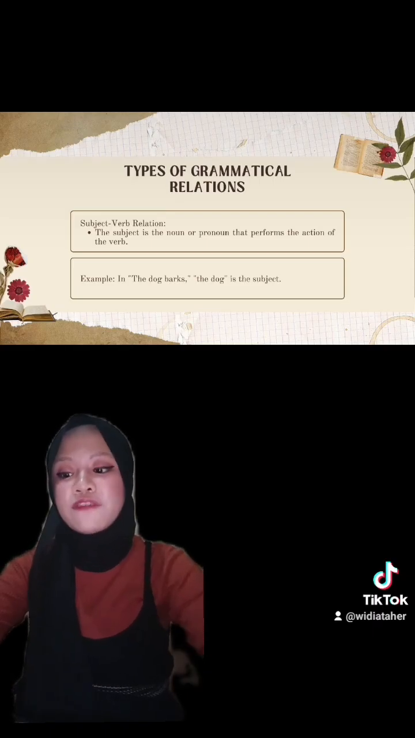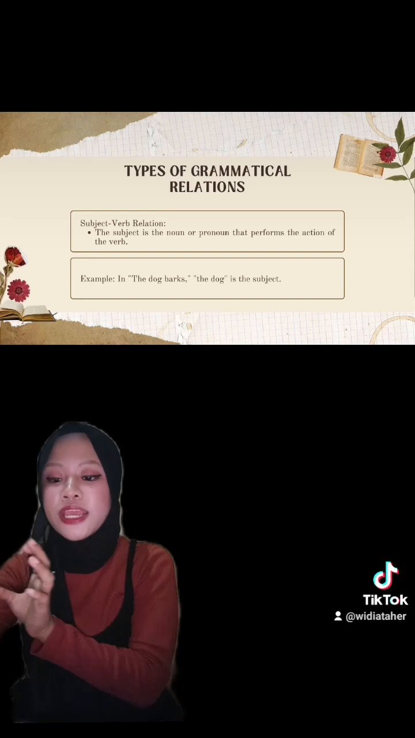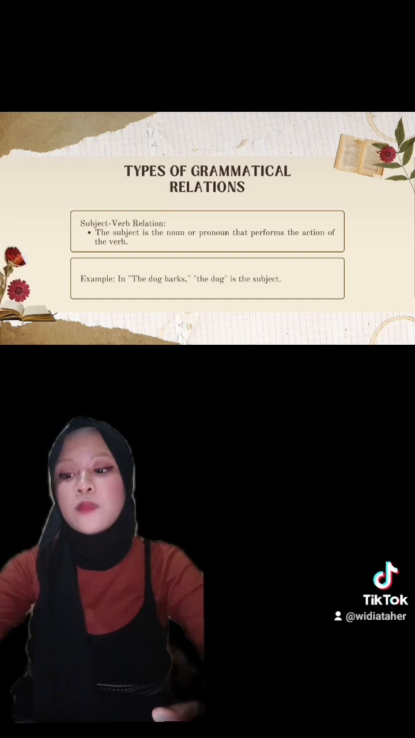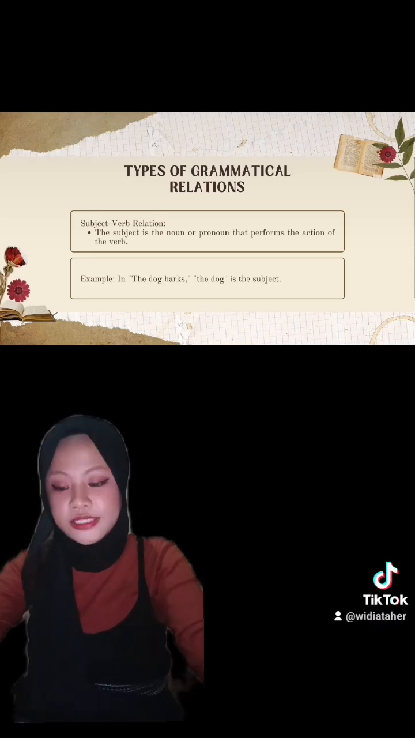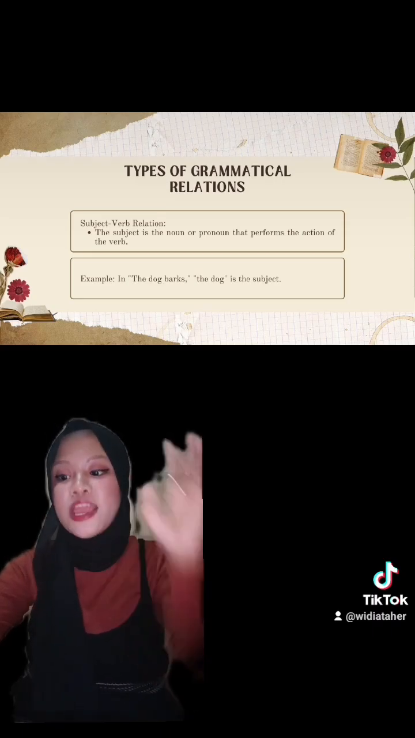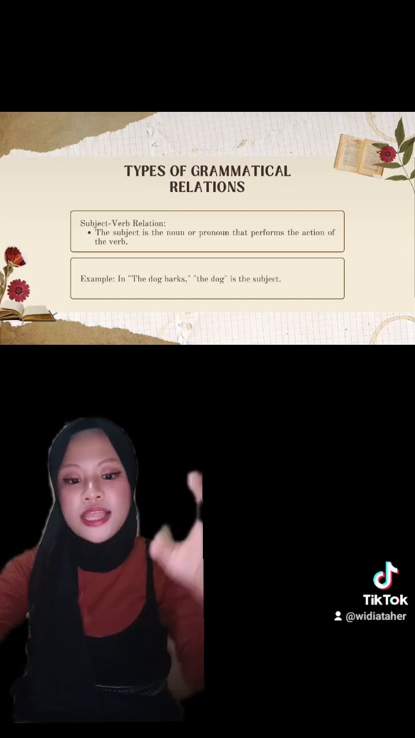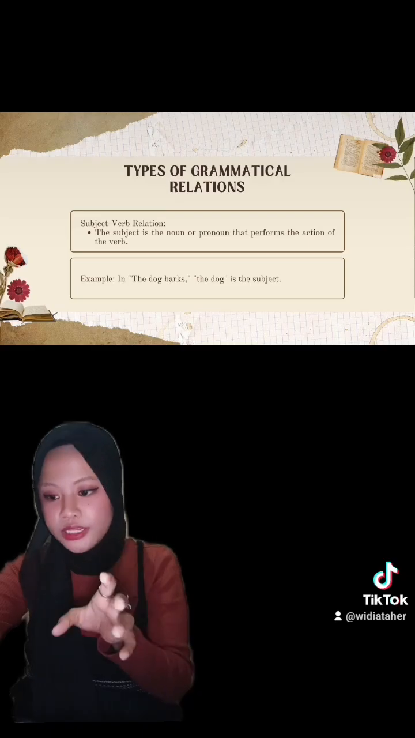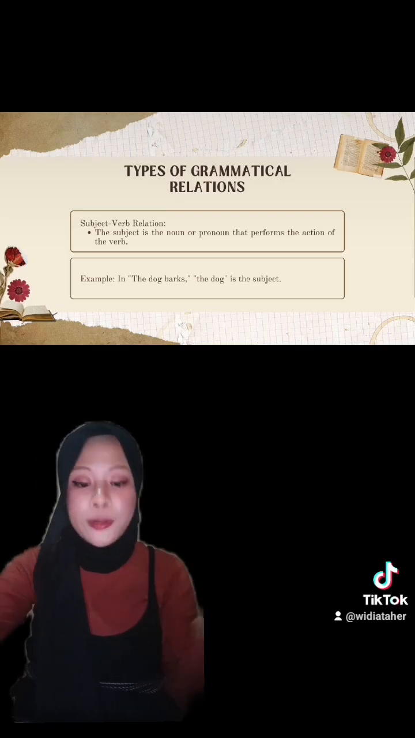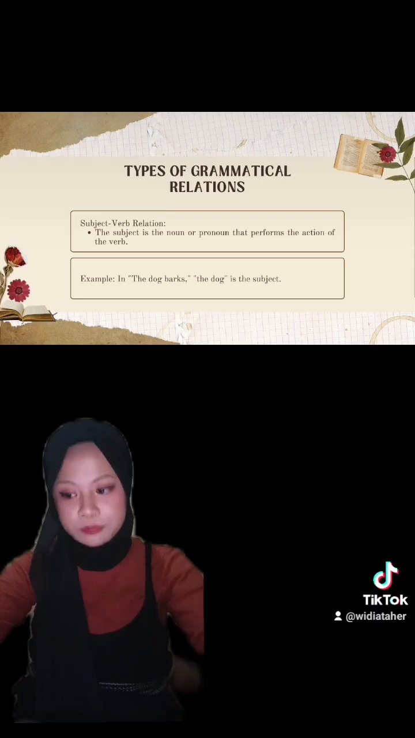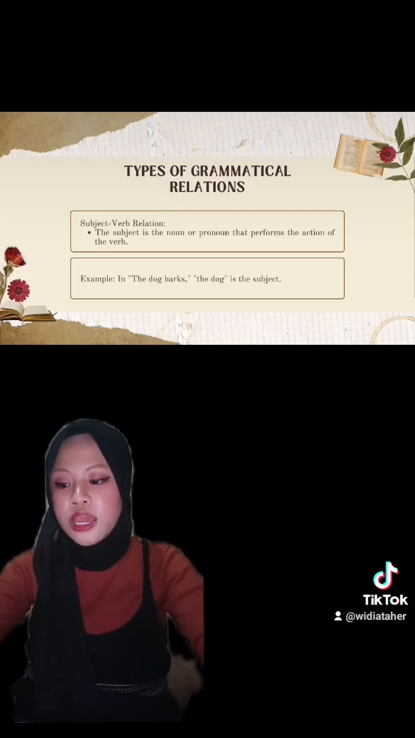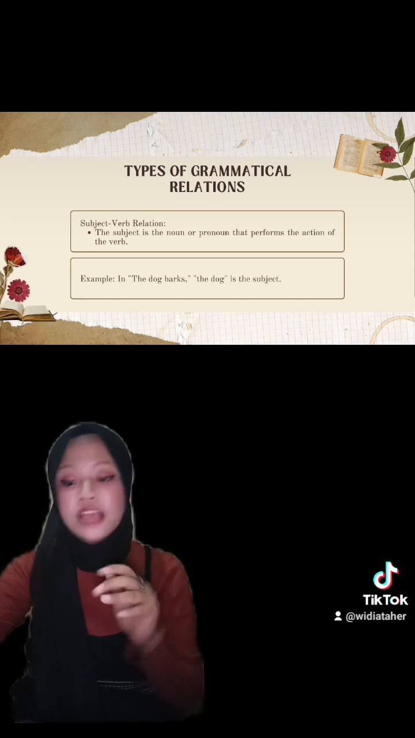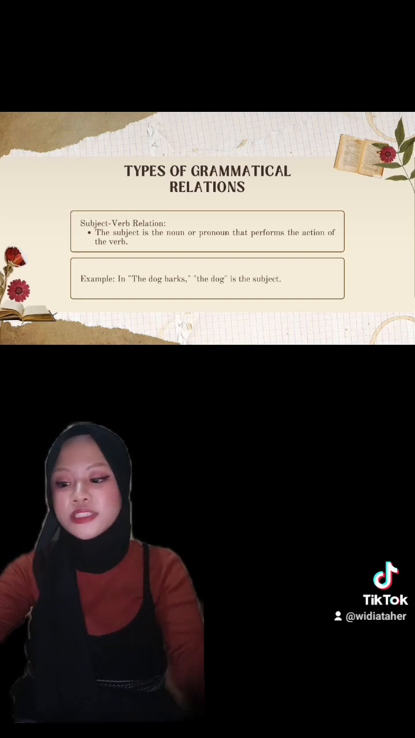Subject-verb relation refers to the connection between the subject and the verb in a sentence. The subject is a noun or pronoun that performs the action, while the verb expresses the action or the state. Like, the dog barks. The dog is the noun and the bark is the verb. And we must know the verb must agree with the subject in number, singular or plural, or person, like first, second, or third person.